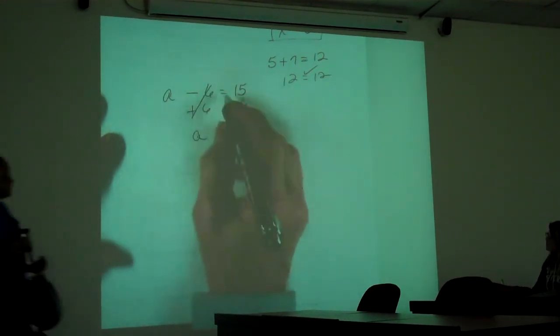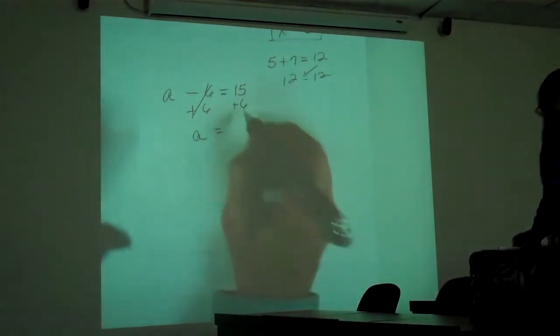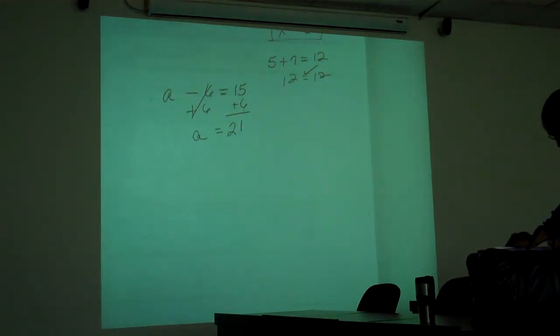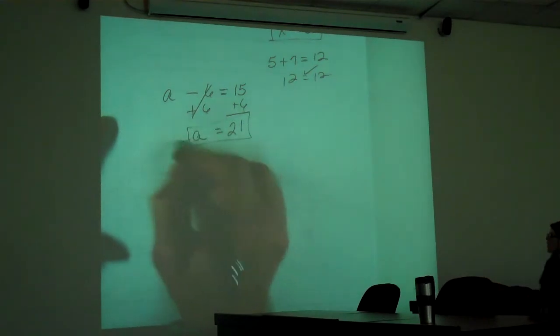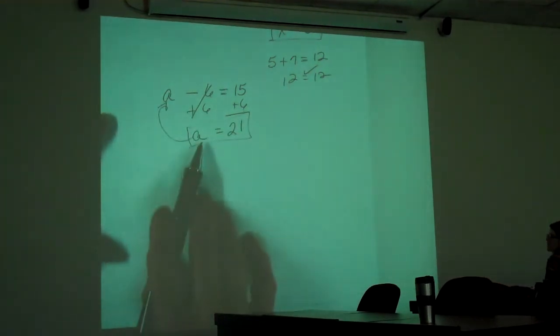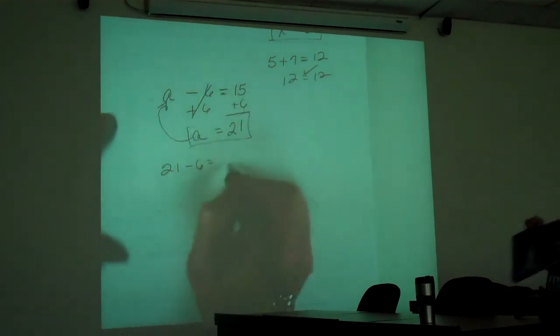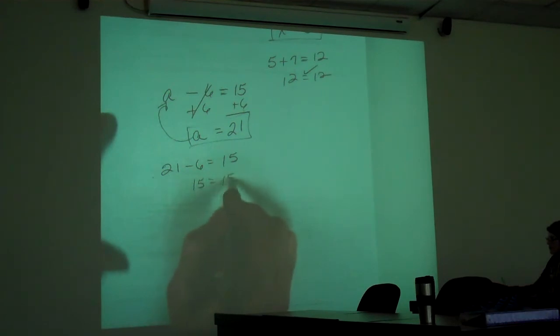The a is what's left on this side. We bring our equals down. 15 plus 6 is 21. So it was 21 before you subtracted 6. Let's plug that in to see if it works. Put the 21 here, minus 6 equals 15. 21 minus 6 is 15, so it checks out.